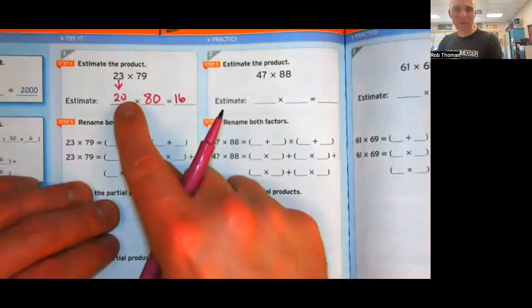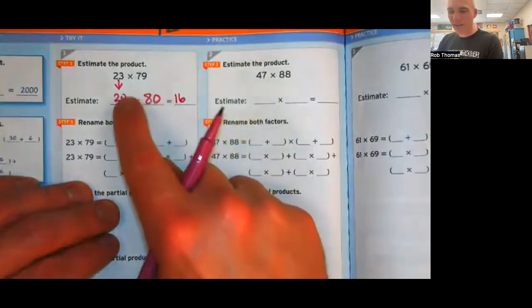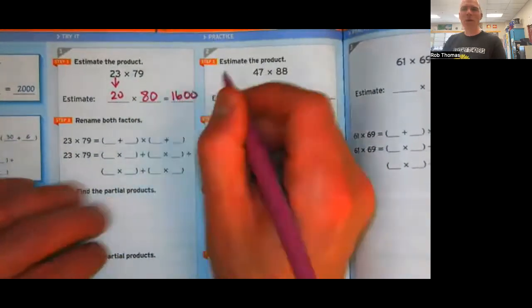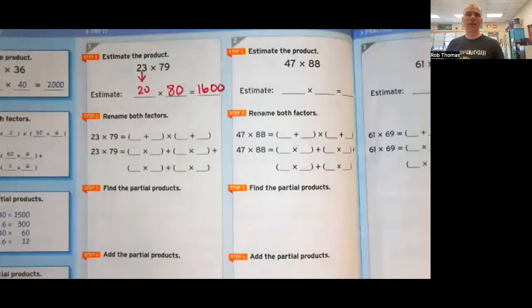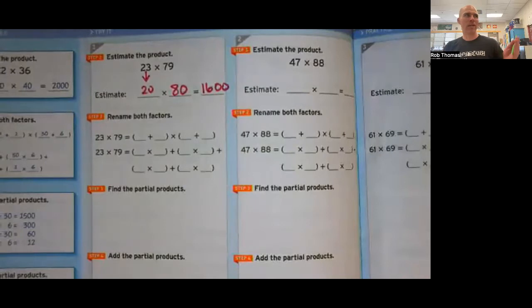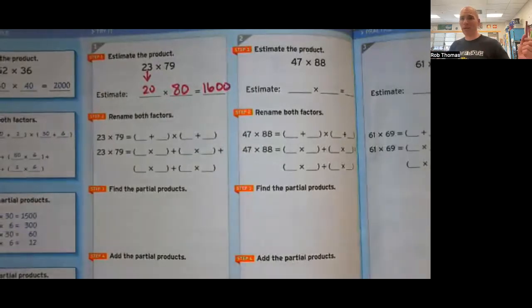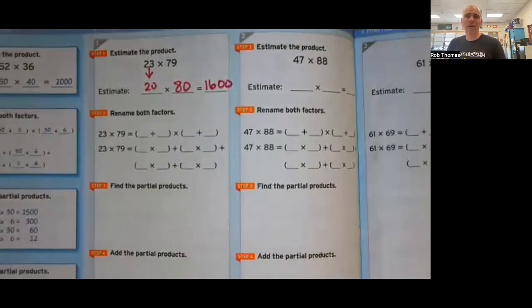And then we throw 2 zeros on there because we got an extra 0 here and an extra 0 here. So we got 1,600. And so all that means is that when we get our actual answer, it needs to be somewhere in the realm of 1,600. Maybe it'll be 1,200 something, 1,300 something. Maybe it'll be 1,800 something, 1,900 something. Okay. But if we get like 47,812, we messed up somewhere. If we get 302, we messed up somewhere.